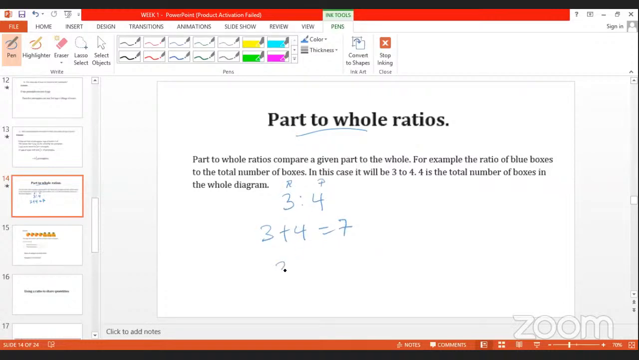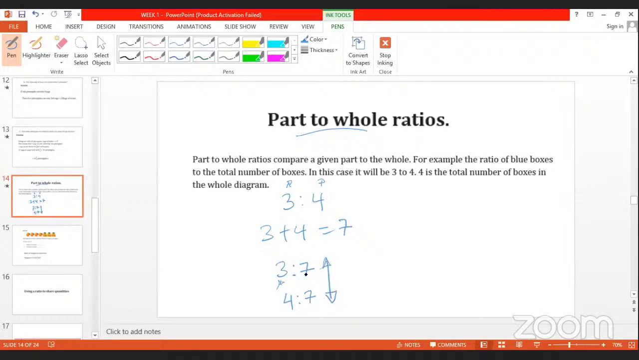So if I'm to compare, these are parts, 3 and 4 are parts. So meaning I can compare 3 to 7 and also compare 4 to 7. It means that of the total, 3 takes a part and also 4 takes a part. Now, today we are going to pick up from this point.